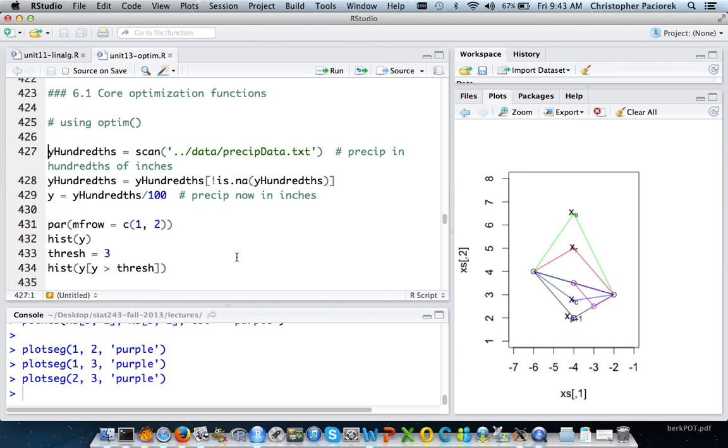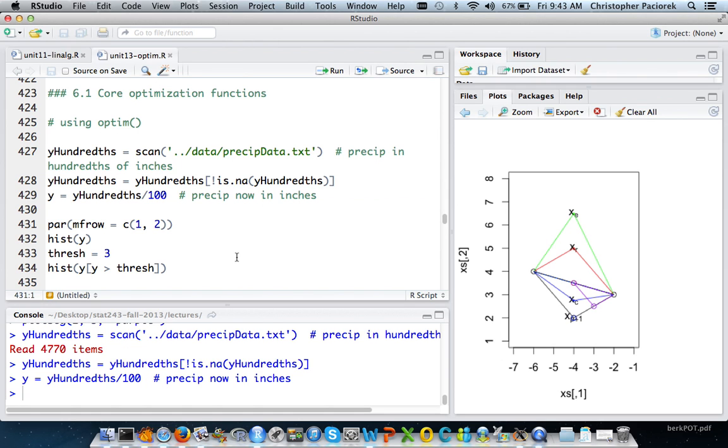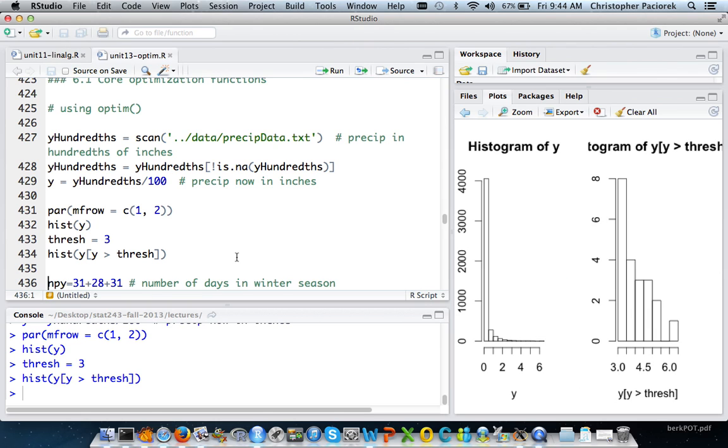Okay, so here are the data. I believe these are from this Berkeley weather station, although since I did this a couple years ago, I'm now forgetting exactly where they came from. Turns out the data set is in hundredths of inches, so I'm just changing it to be in inches. And if we plot the data, they look something like this. So this is a histogram of the original data. You can see there's a spike near 0, and then it decays off.